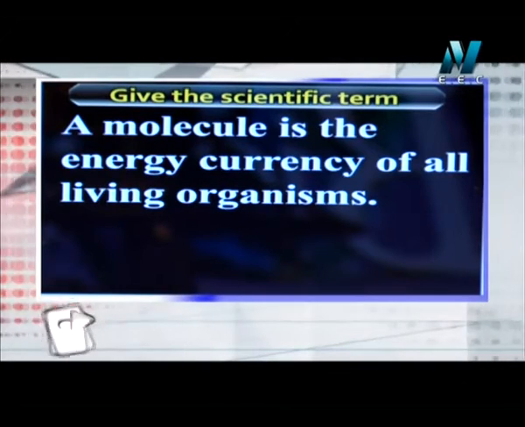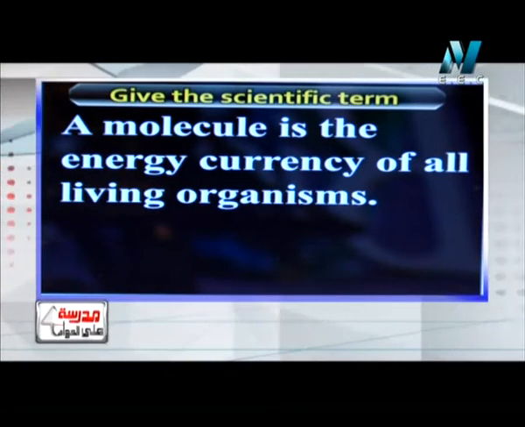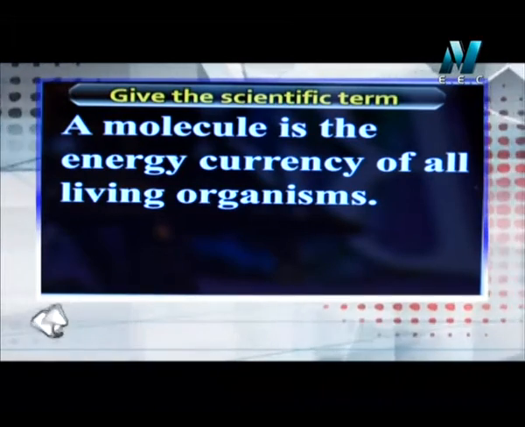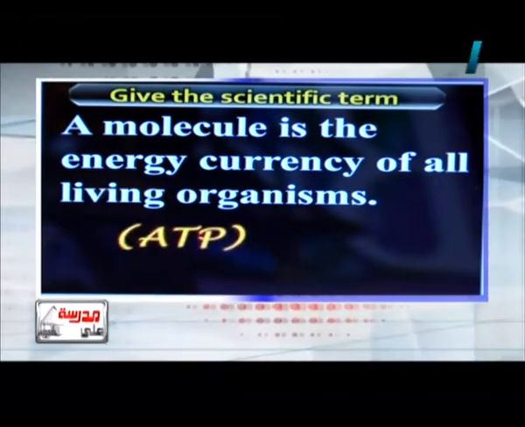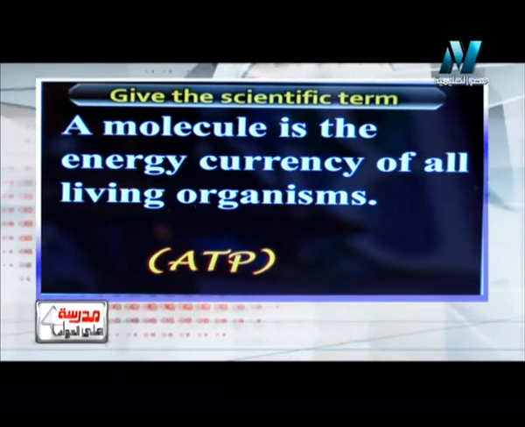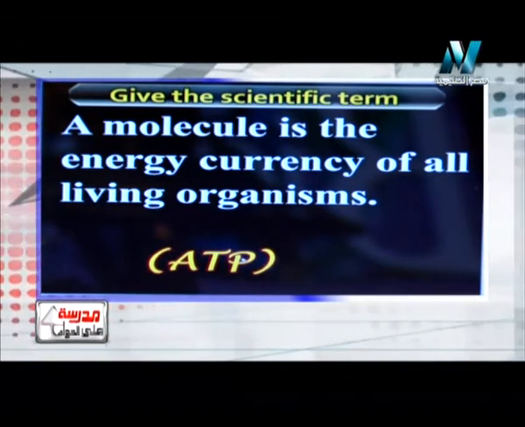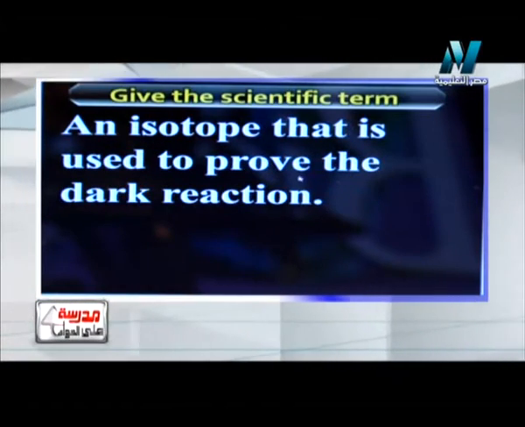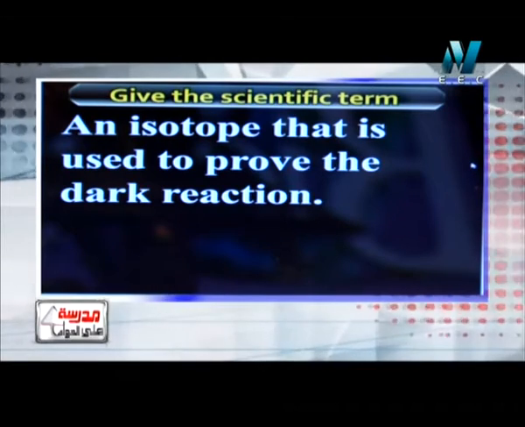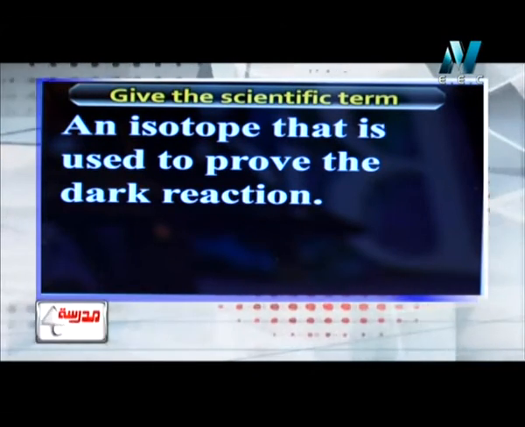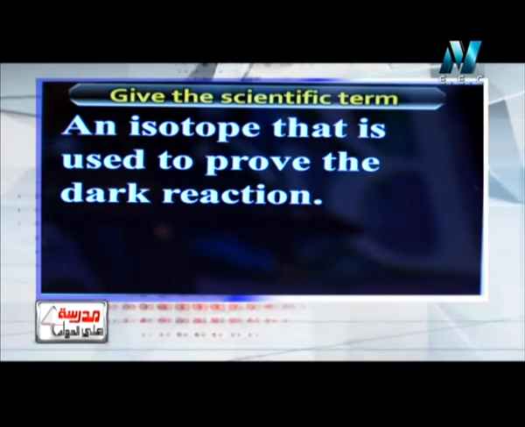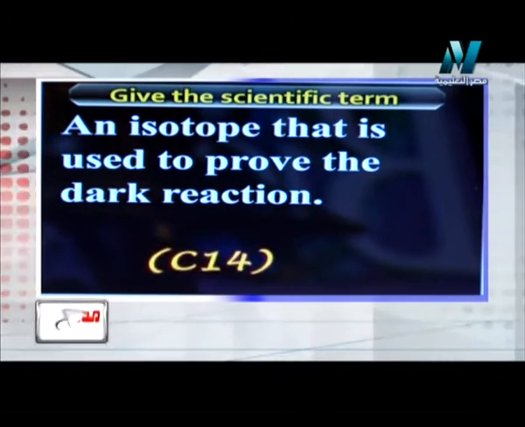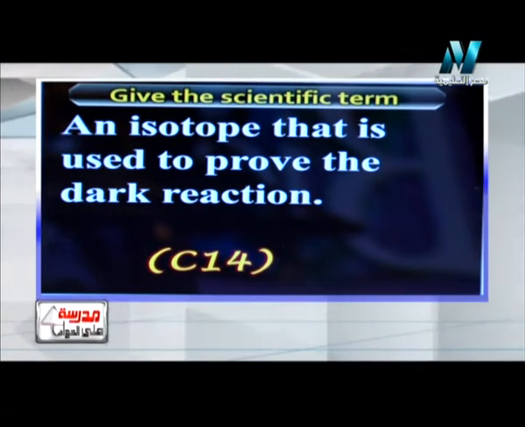The next concept. A molecule is the energy currency of all living cells or living organisms. The energy currency of living organisms is the ATP molecule. ATP means adenosine triphosphate. The next concept. An isotope that's used to prove the dark reaction. The isotope used to prove the dark reaction is radioactive carbon-14, because the normal carbon is carbon-12.